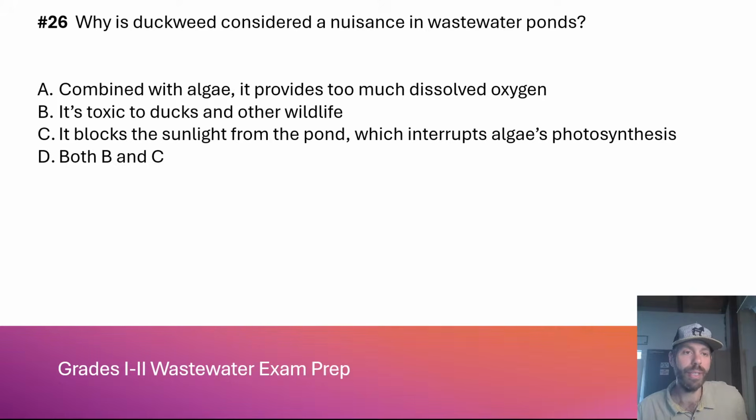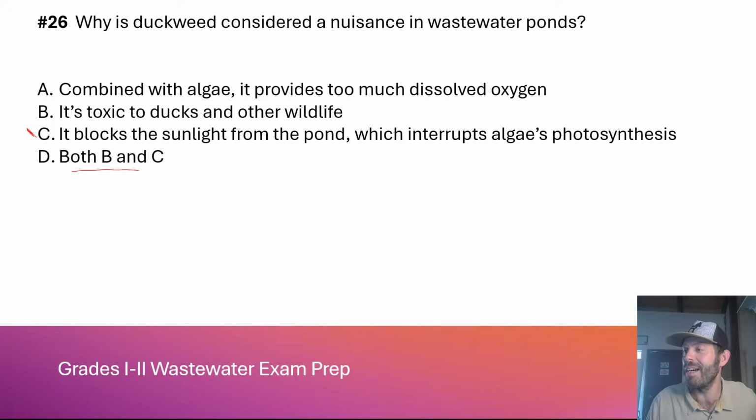So the correct answer here is C. It blocks the sunlight. Ducks love this stuff. It's not toxic to ducks. This was a trick. This was a trap. They'll do this to you. I'm trying to emulate a test. They'll give you a both B and C option like this, and you think, oh, it's probably both B and C if C is correct. No, this is absolutely not toxic to ducks. Combined with algae, it provides too much dissolved oxygen? No, it doesn't. It blocks the sunlight from the pond.